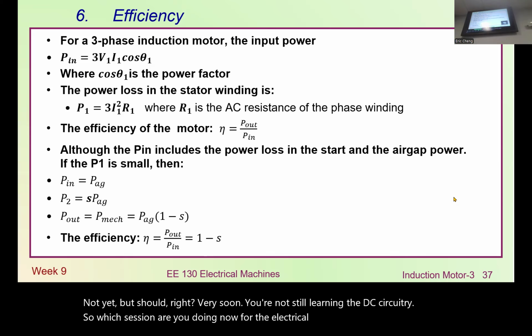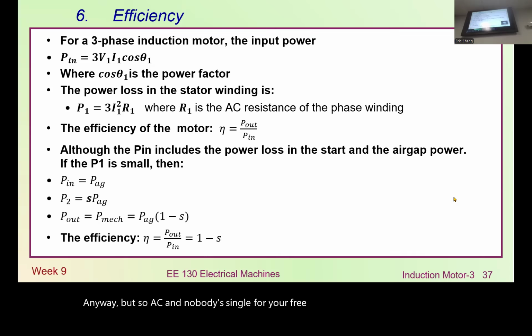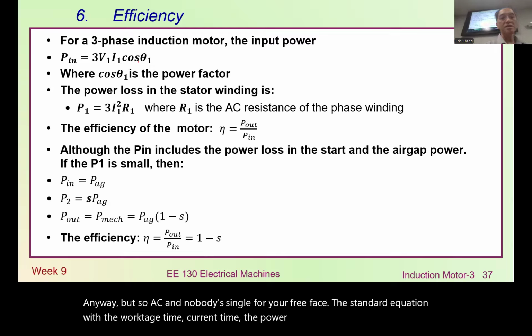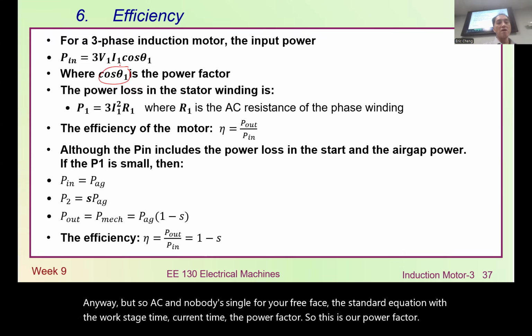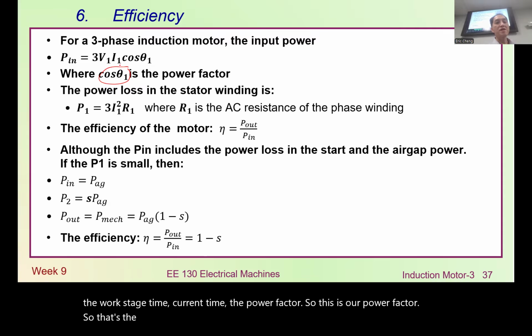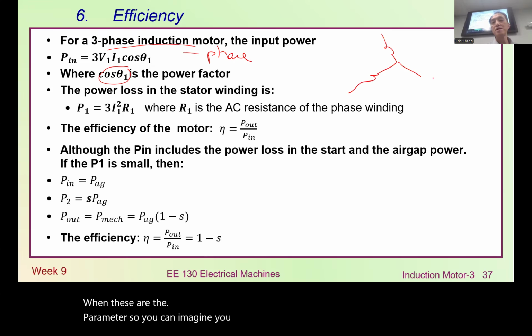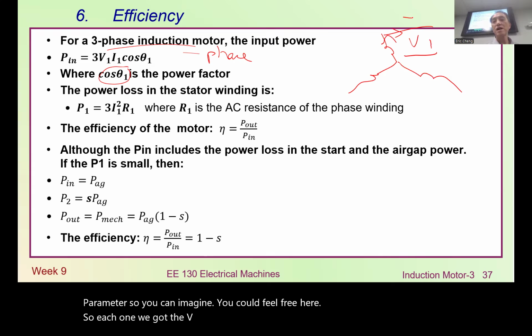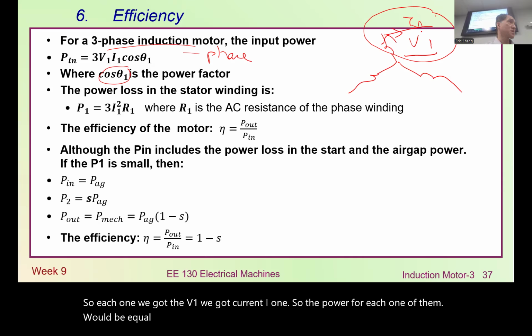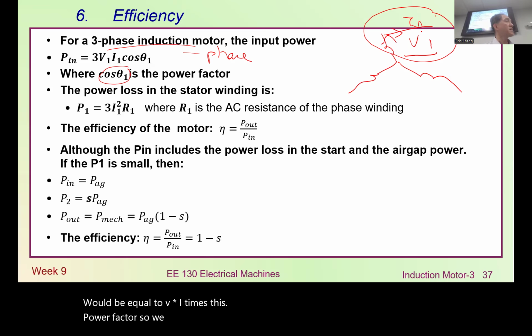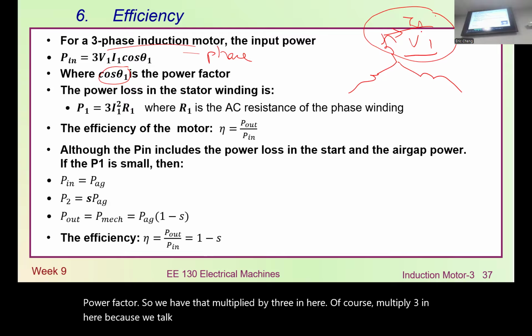Anyway, AC, no matter single phase or 3-phase, the standard equation is the voltage times current times the power factor. So that's the standard equation. The 3 means 3-phase. You can imagine you got 3 phases here, and each one has V1 and current I1. So the power for each one of them will be V times I times the power factor. So we have to multiply by 3 here, because we're talking about a per phase circuit.